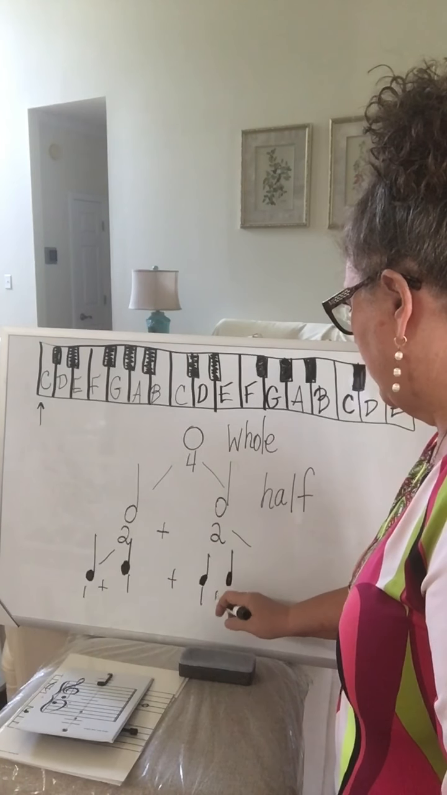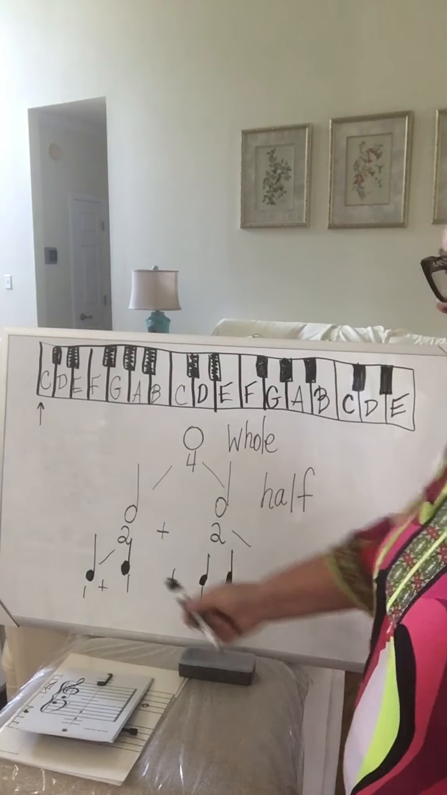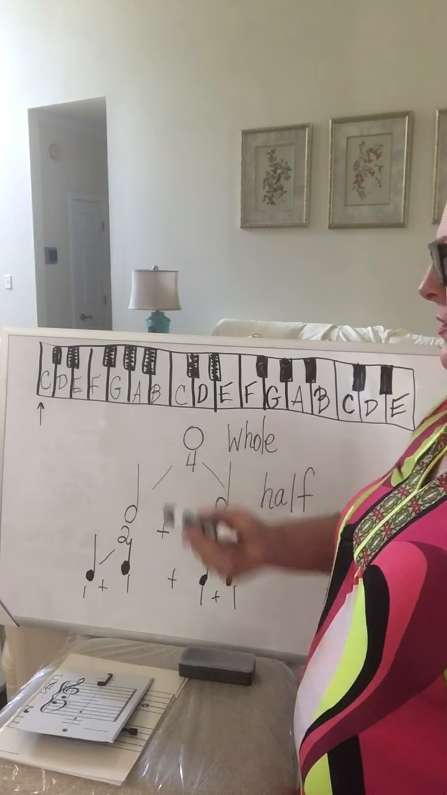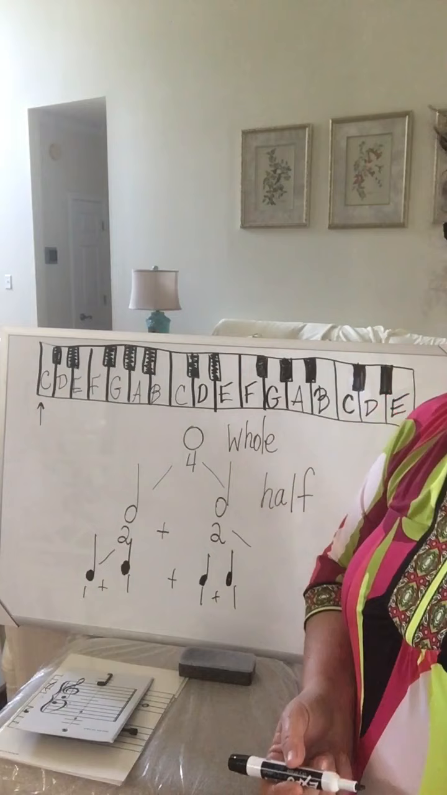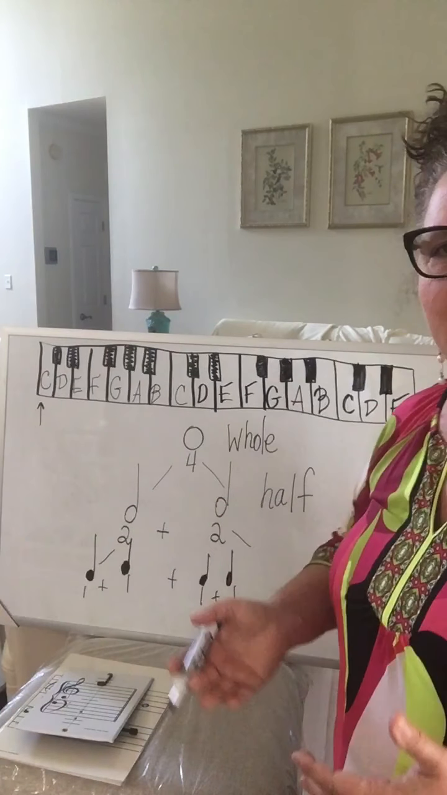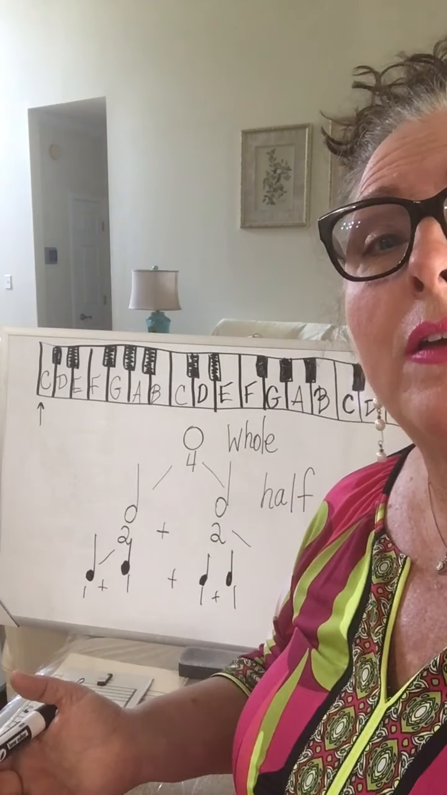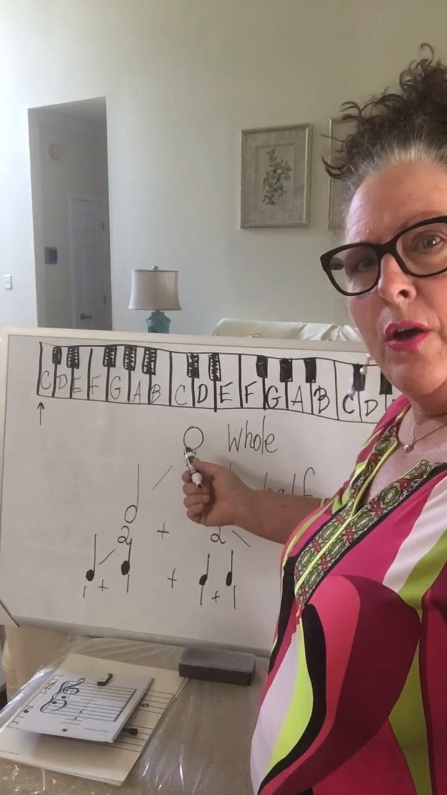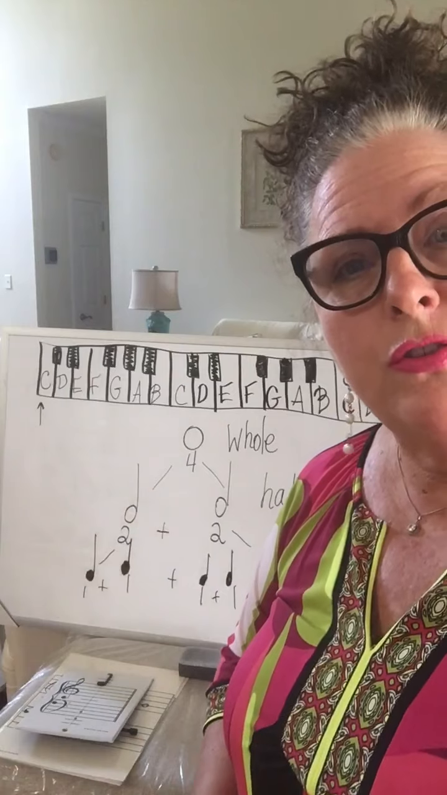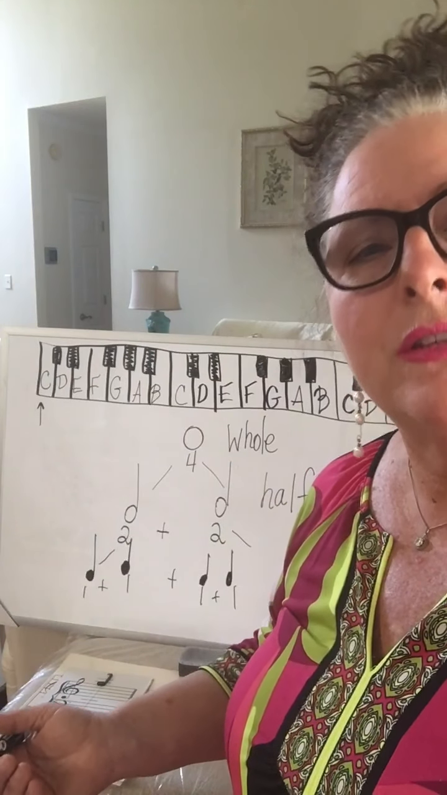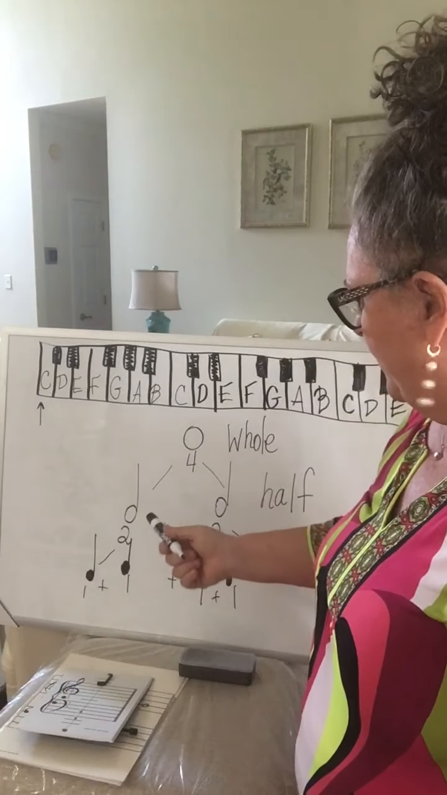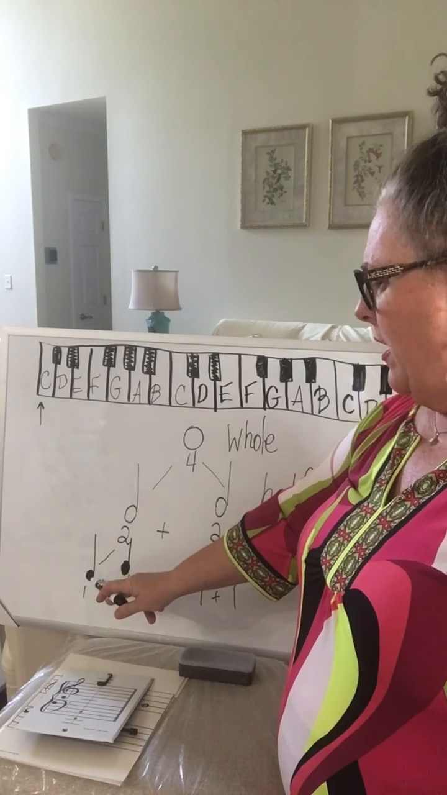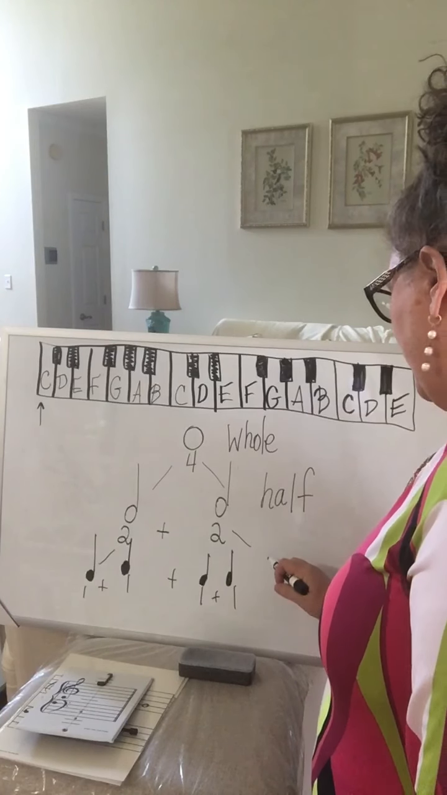1 plus 1, 1, 2, 3, 4. It still equals a whole note. So I could draw a whole note and say a whole note equals what? You could choose 2 half notes equal a whole note, or you could choose 4 quarter notes equal a whole note. Okay? Now we can divide our quarter, oh, let's write down quarter.